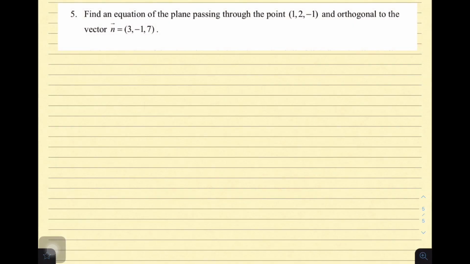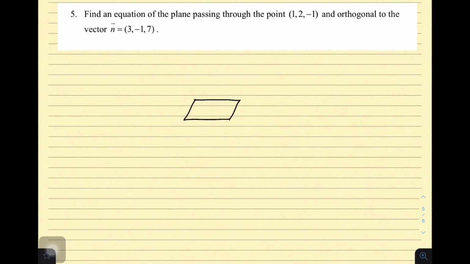Okay class, so now kita tengok equation of plane. So soalan nombor 5, find an equation of the plane passing through the point 1, 2, -1 and orthogonal to the vector n equal to 3, -1 and 7. Okay, so kita ada satu plane. Plane ni adalah flat surface, macam kertas tu awak bentangkan ataupun awak tegakkan, kita panggil dia plane.